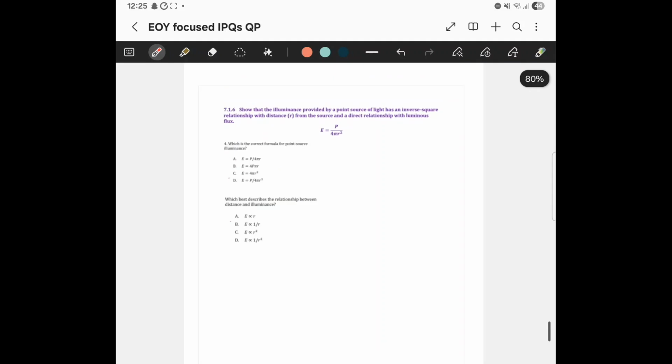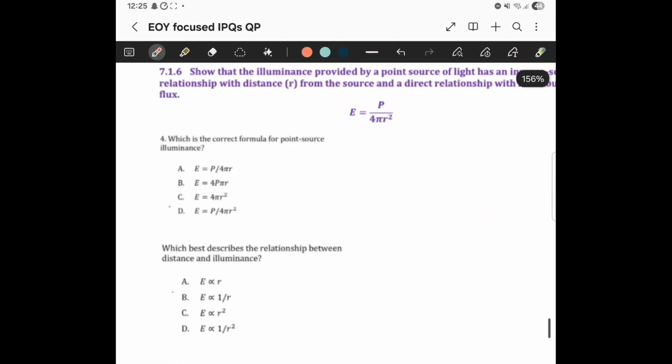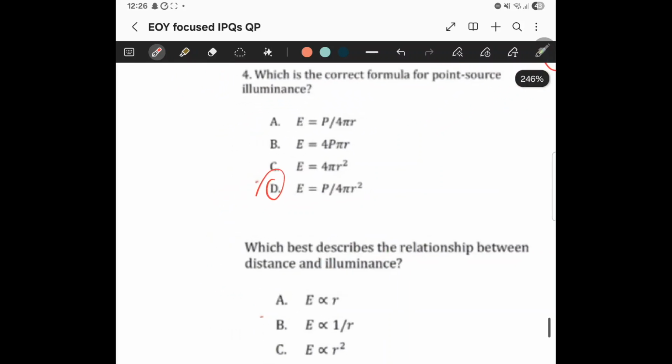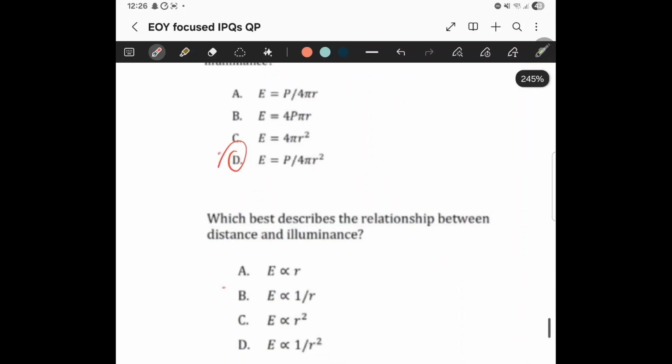Oh God, there's still 2 more questions. All right, let's do them. What's the correct formula for a point source illumination? Well, I guess there's not really much to say here, because it's just right there, isn't it? P over 4 pi r squared. Nothing crazy there. I'm guessing in an exam it will just give you these options over here. So 4 pi r squared, well that's wrong, because this is the relationship. What can I say? Not much else to say.